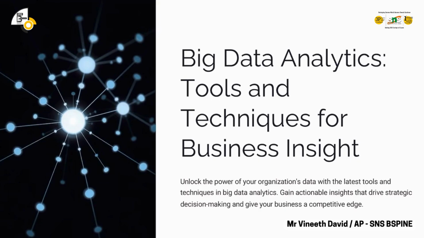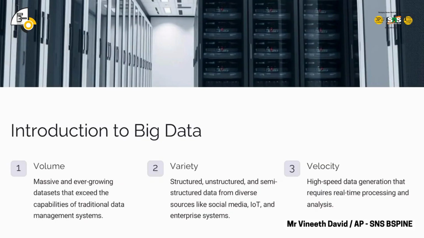Today we are going to look into the topic called Big Data Analytics Tools and Techniques for Business Insights. So let us jump into the topic. Introduction to big data. Big data refers to the vast and complex sets of data generated at unpredictable rates from various sources, including social media, sensors or IoT, transaction records and more.